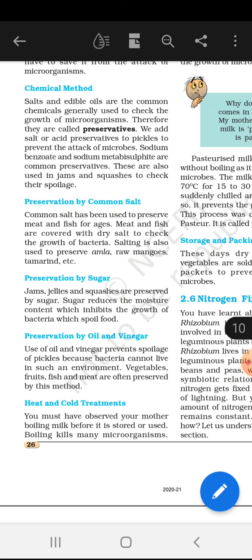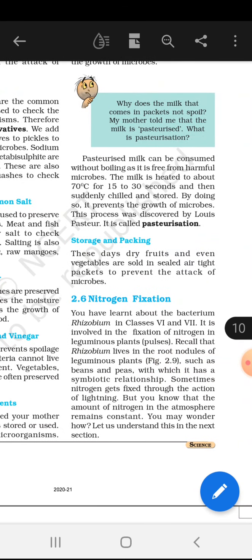And for heat treatment, you often see your mother boiling the milk every day to stop the spoilage of milk. Another method of preserving milk is pasteurization. What is pasteurization? It was first discovered by Louis Pasteur, so it is named pasteurization. In this, the milk is heated to about 70 degrees for 15 to 30 seconds and then suddenly chilled and stored. By this method, there is no need for further boiling and it prevents the growth of microbes.